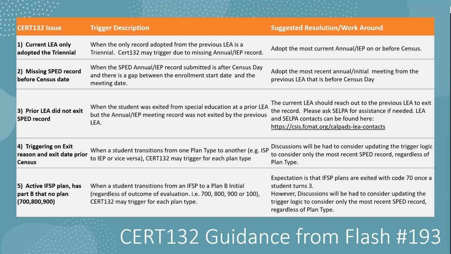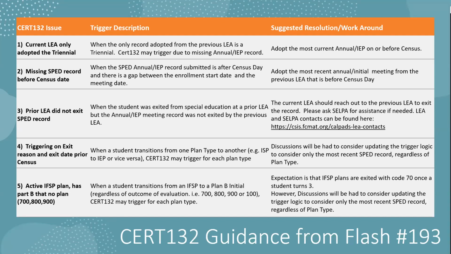3, the prior LEA did not exit the SPED record. So you have a student who is no longer eligible for special education, but because the prior district has an open, active special education plan, CALPADS thinks you are missing the special education record. 4, triggering on exit reason and exit date prior to census. We'll discuss that shortly. 5, active IFSP plan has Part B with no plan: 700, 800, 900.